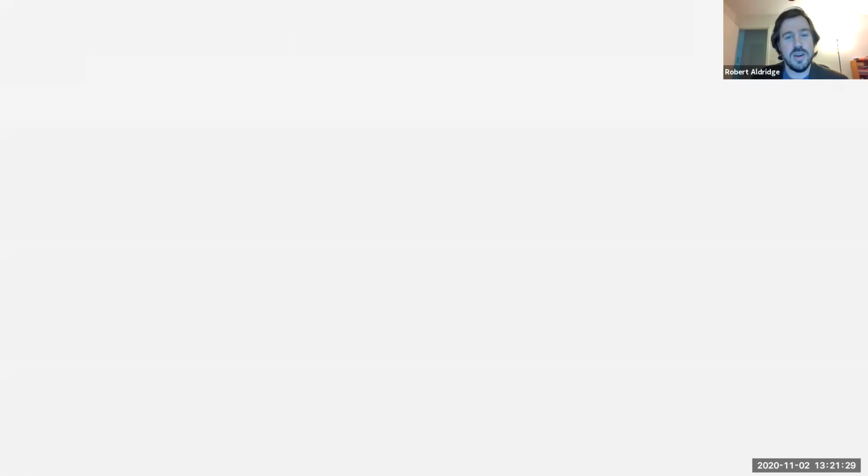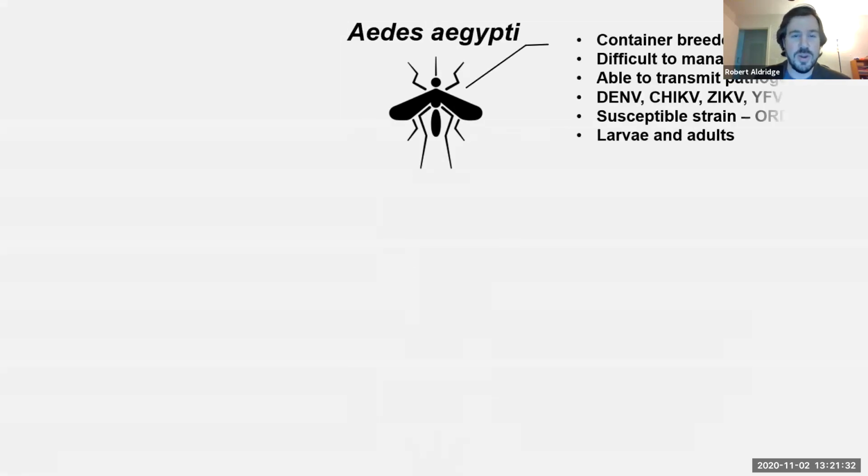Getting to the meatier portion of this, our organism is Aedes aegypti, which is a very common mosquito. It's found globally and is difficult to manage. It's able to transmit a wide range of pathogens, including dengue, chikungunya, Zika, as well as yellow fever. We are using the susceptible strain, the Orlando colony, which is maintained at the USDA as well as in Dr. Alto's lab. It's been maintained at the USDA since at least 1952, if not earlier. And I'm looking at both larvae as well as adults.